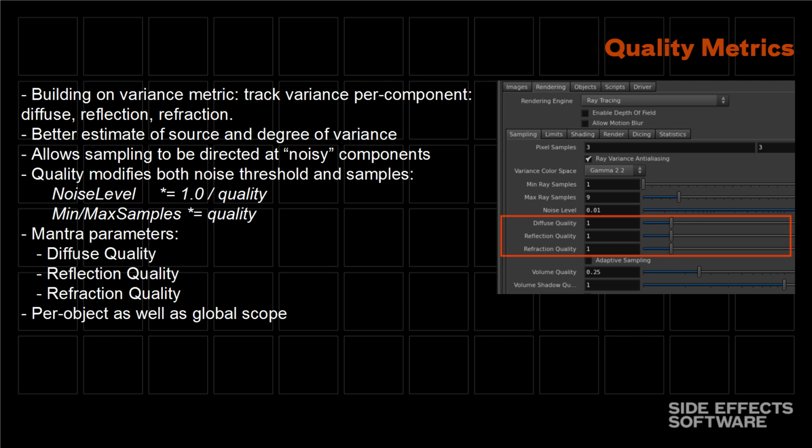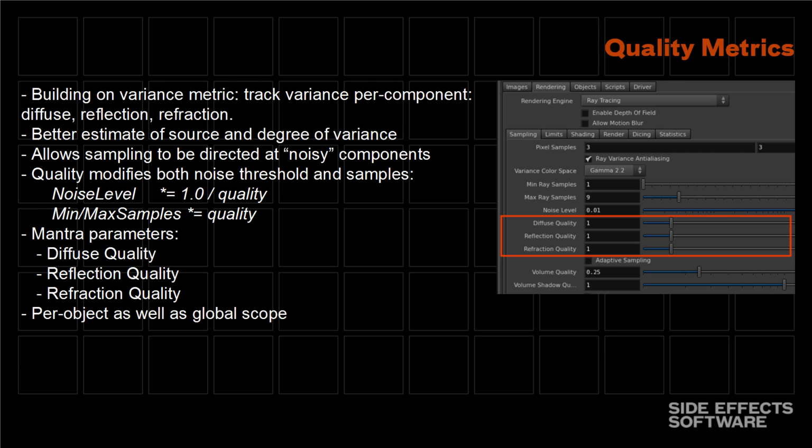So the way quality works is it modifies both the noise threshold that we looked at before, the noise level, and it modifies the min and max samples that are being used by the renderer. So when we're doing variance ray tracing and anti-aliasing, we have a min and max amount of rays to spend. And what that says is that we'll always trace the minimum amount of samples, but if we find samples with a lot of variance in them, we will trace additional rays up to the max.